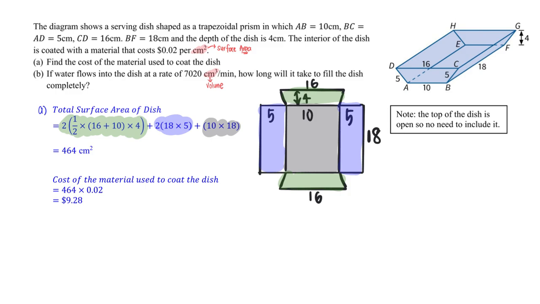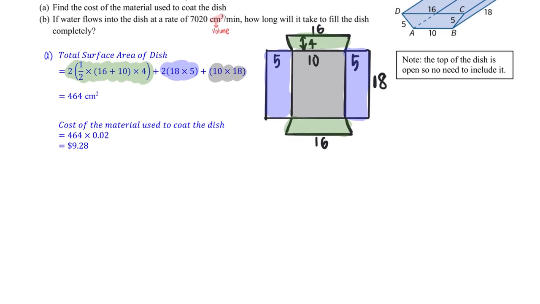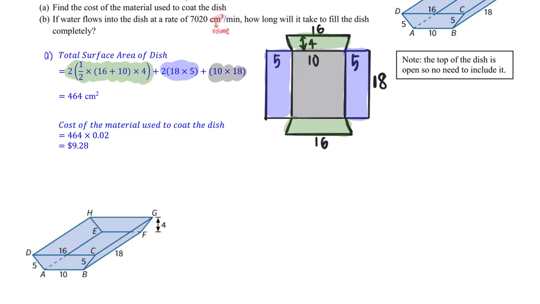For part B, we are looking at the volume, and I'm going to duplicate the diagram out. And the trapezium, the cross section, is here. So to find the volume of this particular dish is the cross-sectional area multiplied by the length.